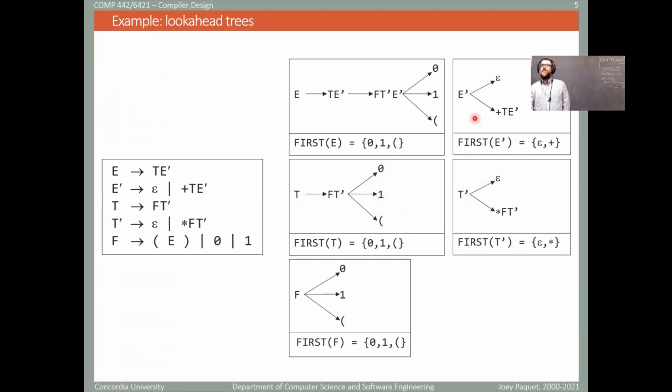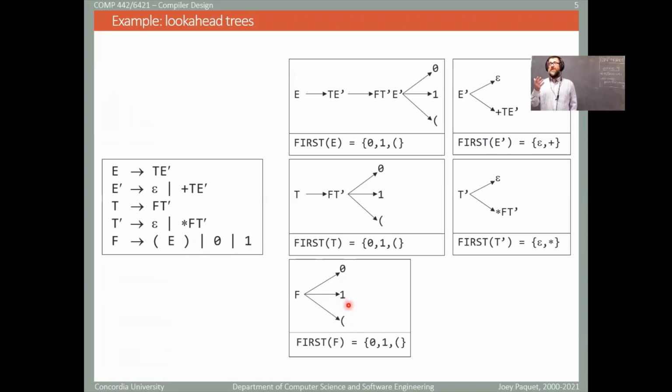T prime, much similar to E prime, is either epsilon or star FT prime. None of the symbols here that are first in the sentential form can actually be substituted. So first of T prime is epsilon and star. And of course, first of F is any of these three here. And all the sentential forms here on the right-hand side begin with a terminal symbol that cannot be substituted. So the first of F is 0, 1, open parenthesis.